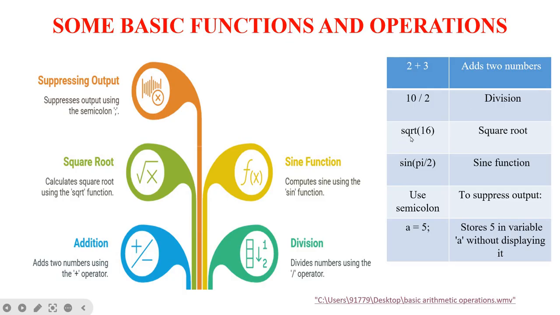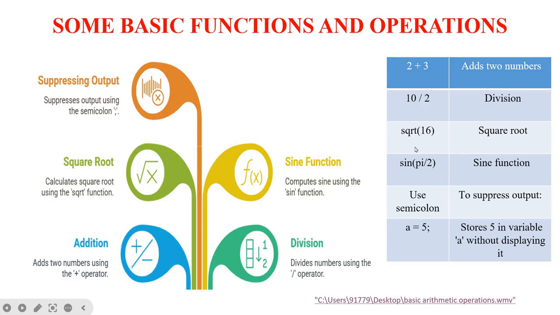Then you have sqrt(16), that is the square root. It will calculate the square root, and it uses the function sqrt. It is a function which is used to find the square root. Then you have sin(pi/2), that is the sine function. So it will compute the sine using the sine function.